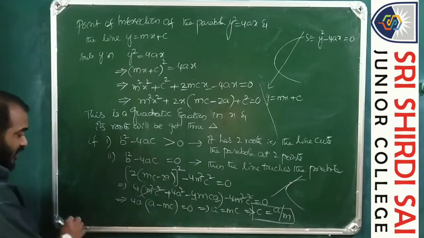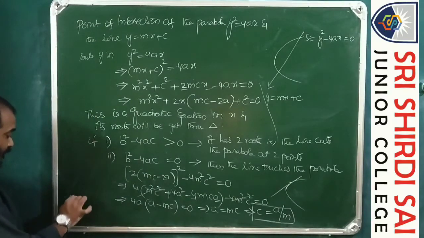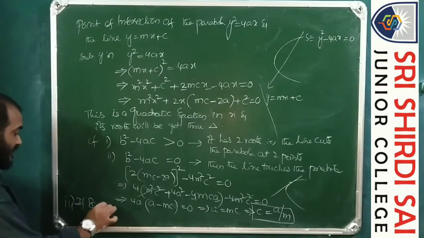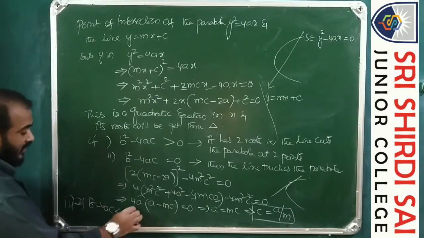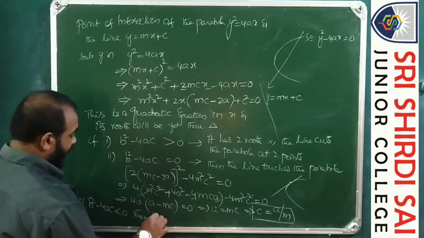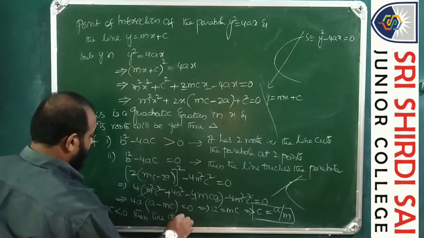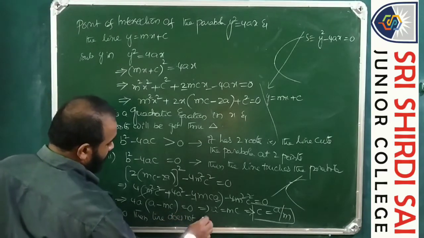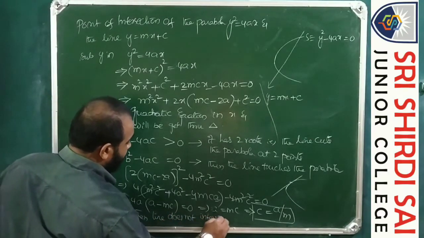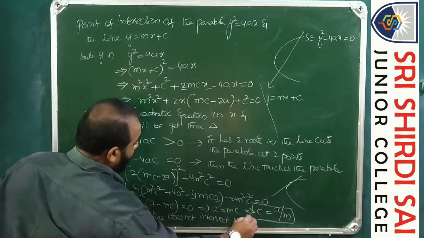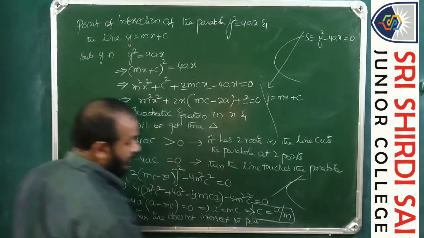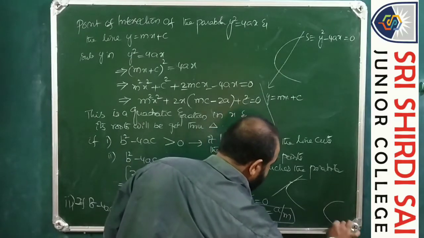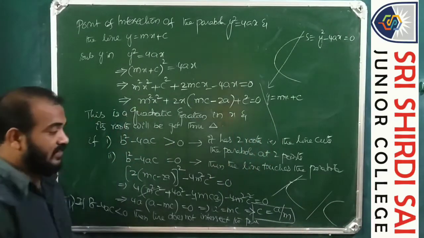In this third case, if b square minus 4ac is less than 0, then the line does not intersect the parabola. That means the parabola is this and this line is like this, the last condition.